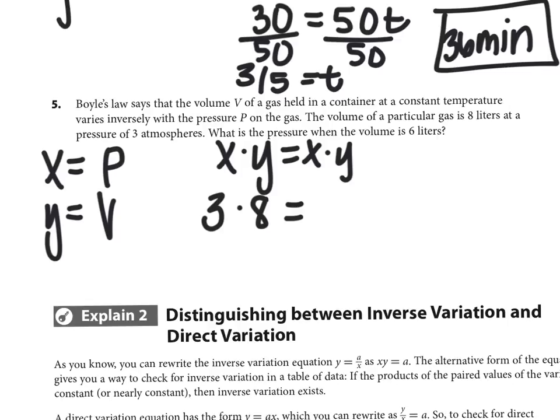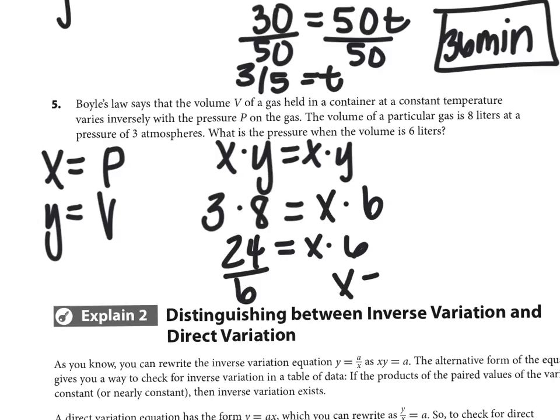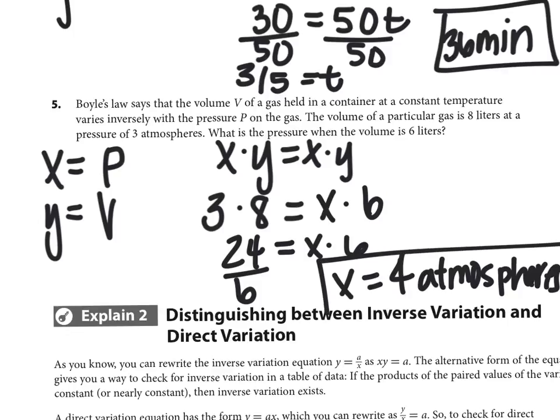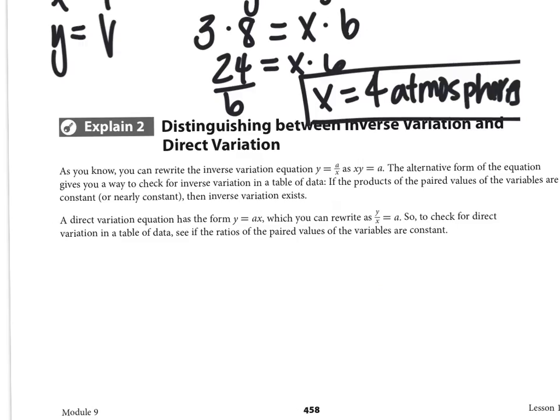So since volume is my y, that means I don't know x, so it's going to be x times 6. Well, 3 times 8 is 24, and that equals x times 6. If I divide both sides by 6, I end up with x equals 4. So my answer would be 4 atmospheres. It's important to give our answers the appropriate units.